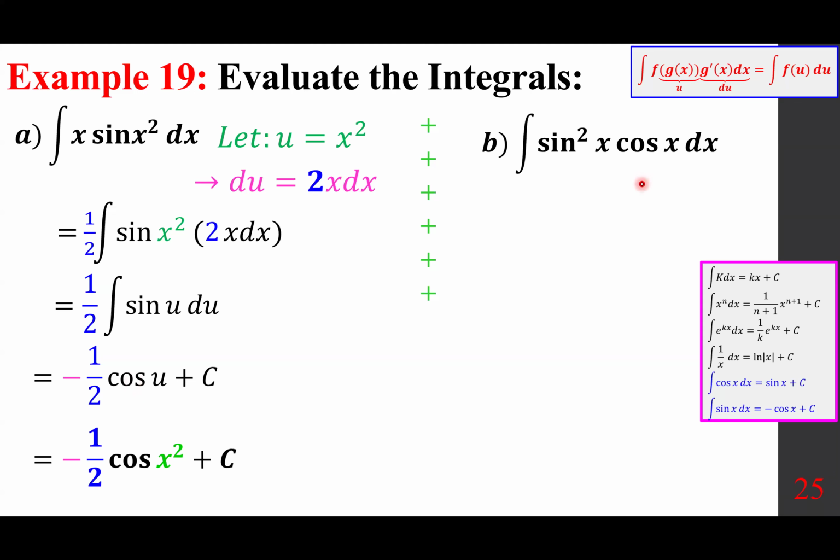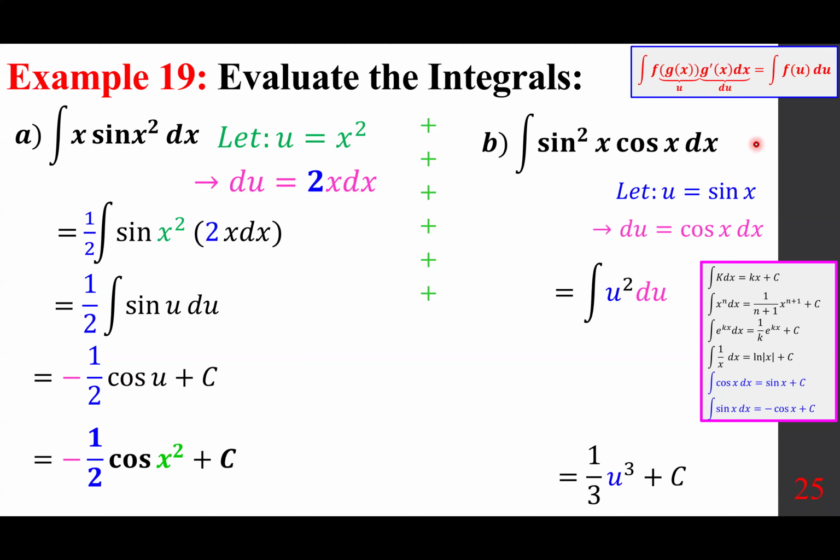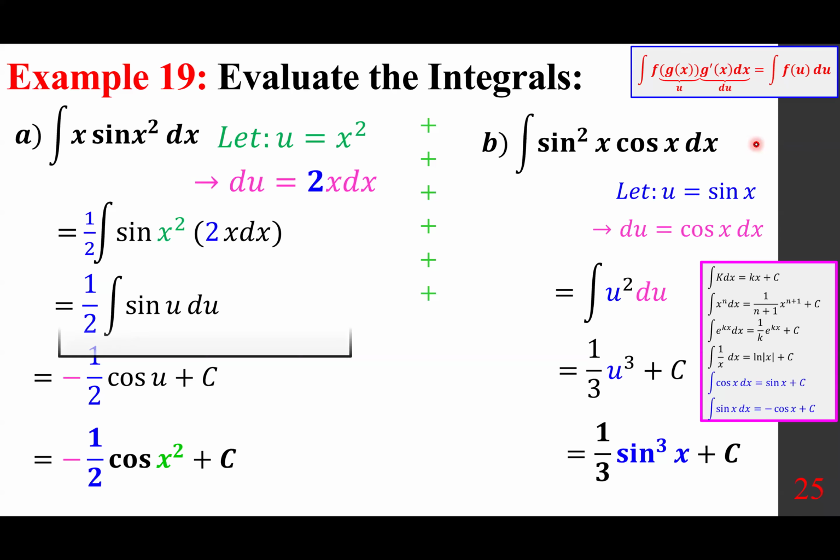Whenever you have sine and cosine, the one with the exponent is the choice of u. Of course, no exponent. The derivative of u equals sine x is cosine x, so du is cosine x dx. So basically you have u squared and du here. 1/3 u cubed, replace it, you're done. Very straightforward, everybody. We've seen this a number of times.